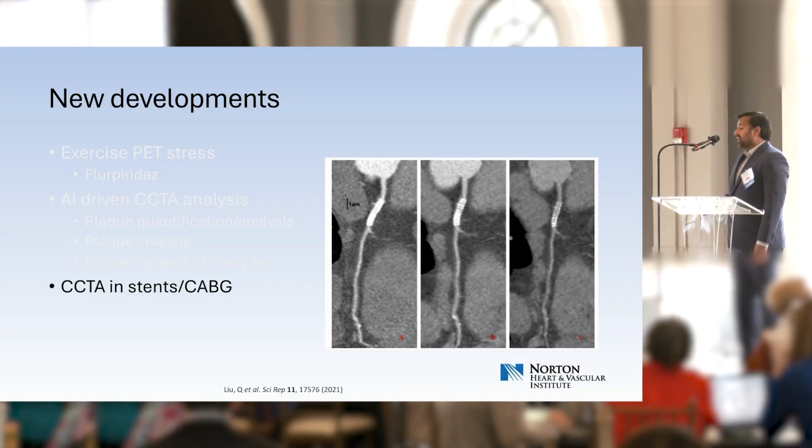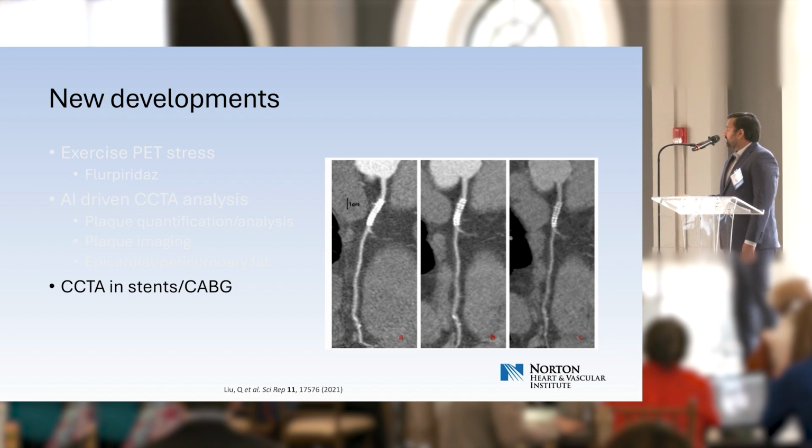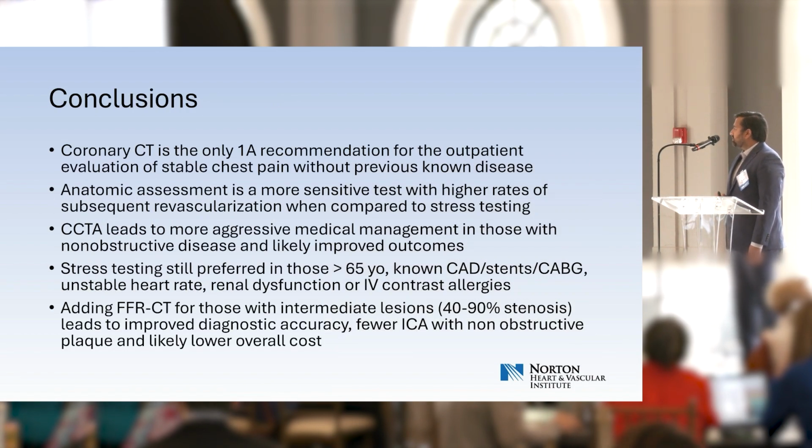And then as our CT technology evolves, I think we will be able to image stents and CABG in the future with photon counting scanners. You can see the difference in the blurriness of this stent compared to here, I think that will improve over time. We're not quite there yet, but hopefully will be there soon.